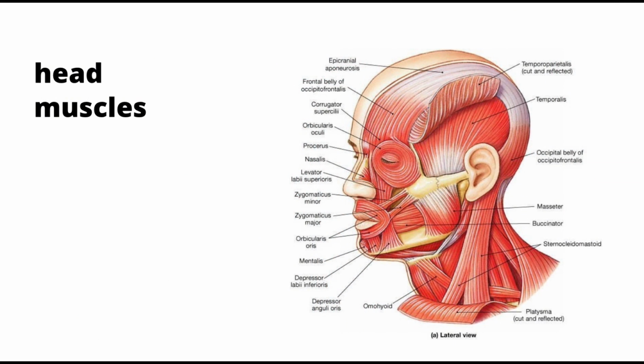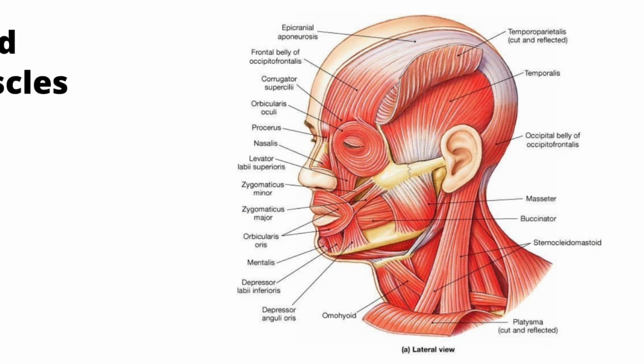Muscles of the head. There are two types. Number 1, the muscles of facial expression of the face. These allow you to move your face and show emotions. For example, laugh, frown, close your eyes, etc. All are controlled by the facial nerve, seventh cranial pair.